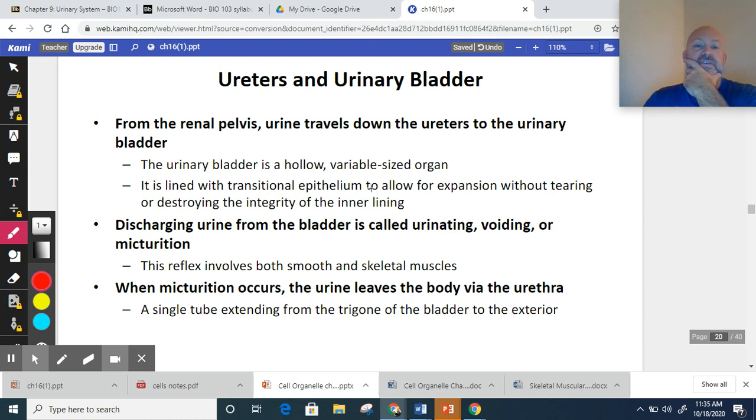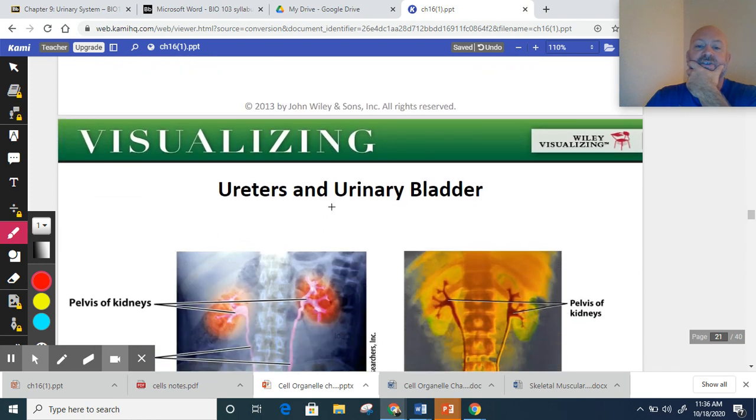So from the renal pelvis, the urine will travel down the ureters to the urinary bladder. The urinary bladder is hollow, and it's lined with what is called transitional epithelium. And that allows these types of cells to let the organ stretch without tearing. So stretching is important, but going back to the original size is good as well. We call urinating the removal of urine from the bladder, and this is going to be happening through this tube called the urethra. That extends from the bladder to the exterior of the body.